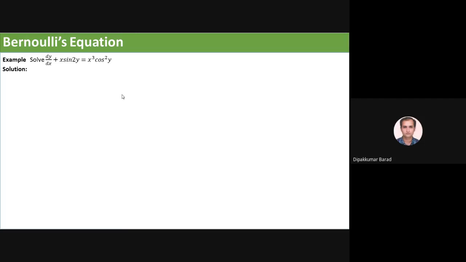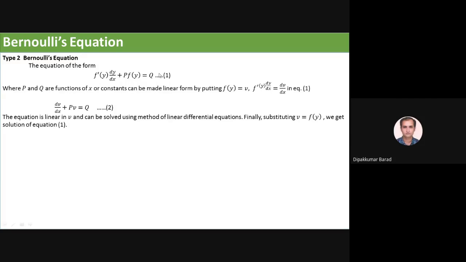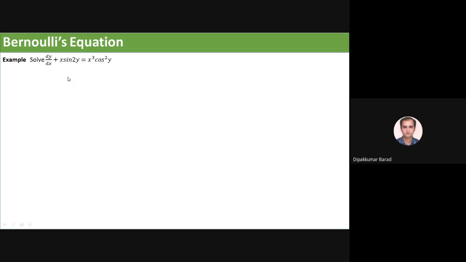Now this sin 2y is our f(y). First of all, if you consider this equation, here we have p and q, which are functions of x only or constant, and equations of the form f'(y) dy/dx + p f(y) = q. But right now, in the given equation we don't have any f'(y). Instead of functions of x only, we also have cos^2 y. So first of all you have to convert it into the type 2 Bernoulli form. So we have to divide it by cos^2 y. Then I get only functions of x.